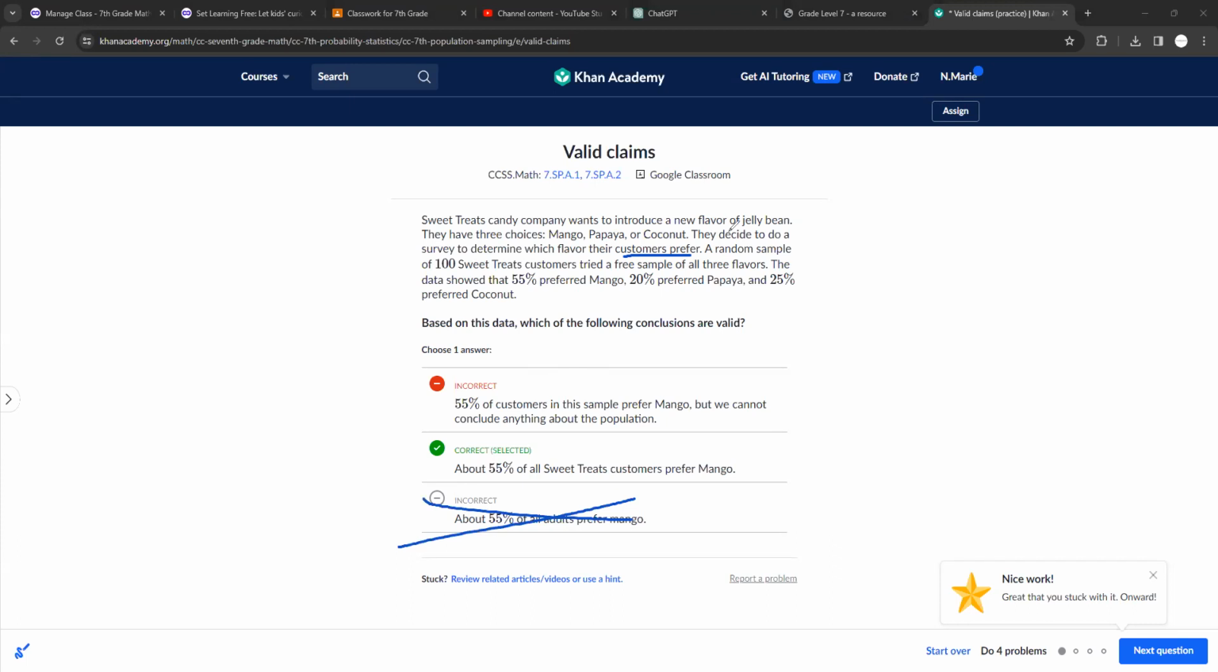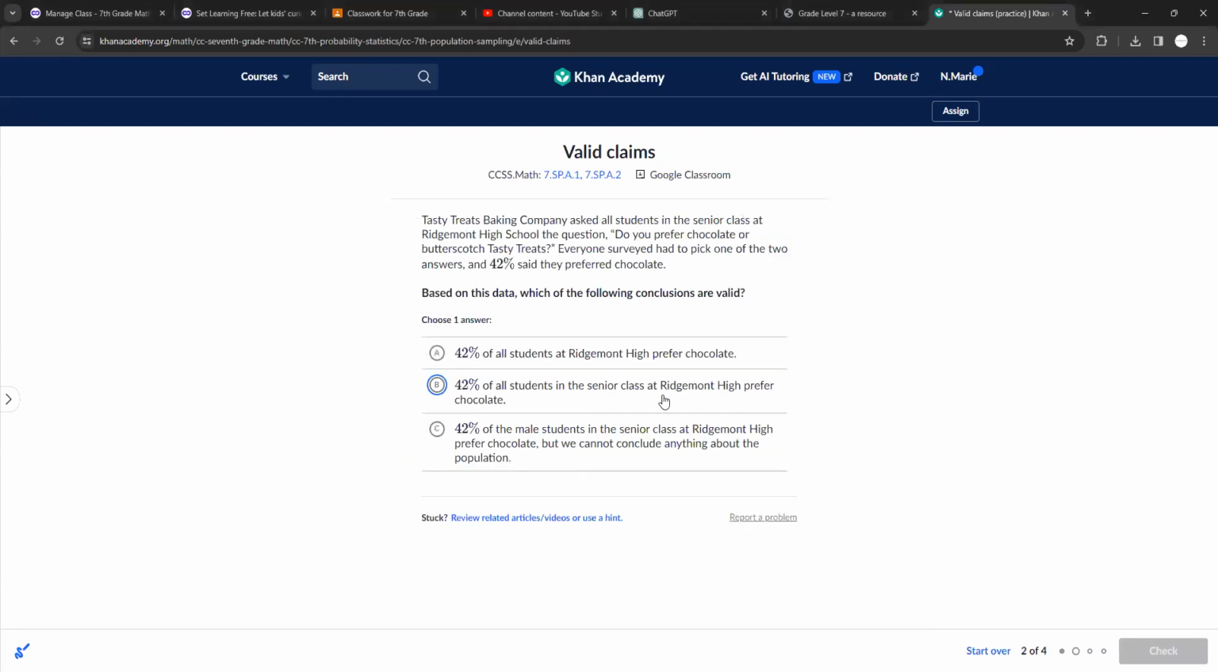You could do maybe a few from each state, a few from each city in the US, which would be a very big study. So here they just tested their customers. So we can only conclude that about 55% of all Sweet Treats customers, not exact. All right. So based on the data, which of the following conclusions are valid?